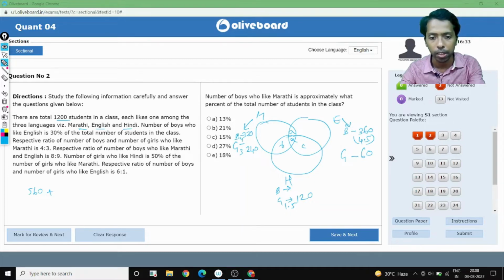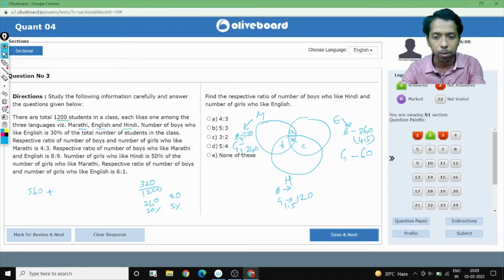Number of boys who like Marathi. Okay, this is 320. Approximately what percent total number of students in the class? So, right, this question can be solvable here. This is, so 20%, that is 240, right? Plus 80. 80 means 10%, 5%, and 2%. Close. This value is close here. So that is 27%.